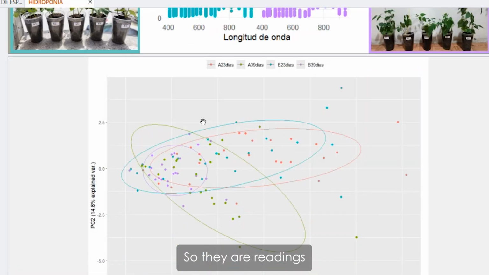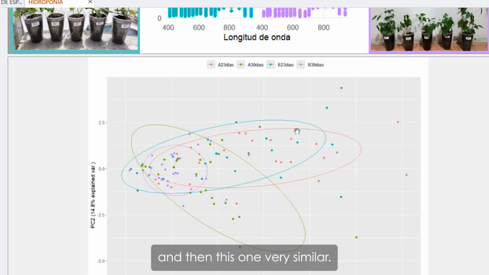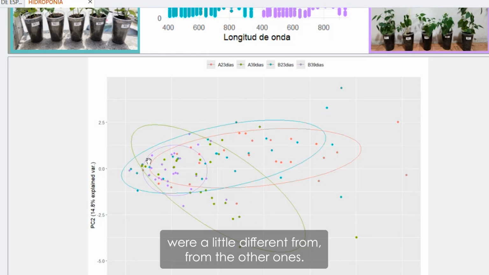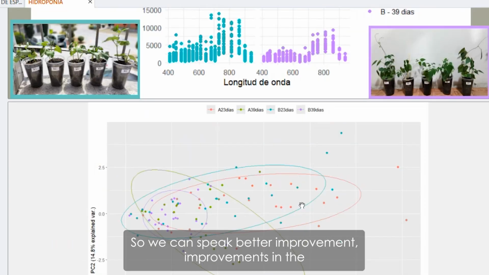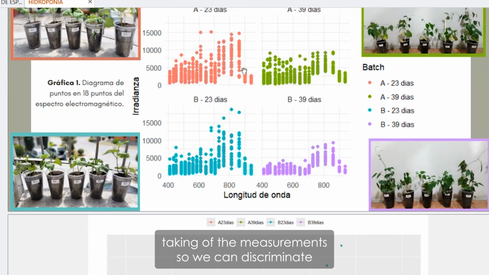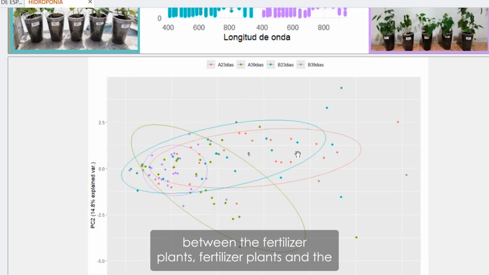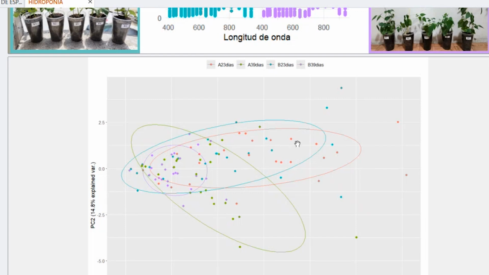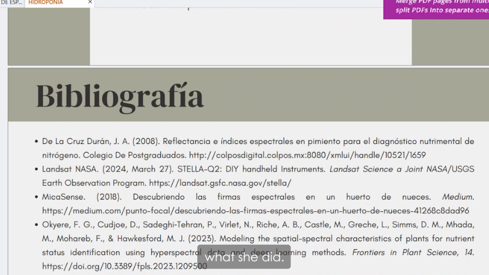So the readings without fertilizer were these ones, and then this one very similar, and the fertilizer readings were a little different from the other ones. So we can expect better improvements in taking the measurements, so we can discriminate between the fertilized plants and the plants without fertilizer. That was what she did.